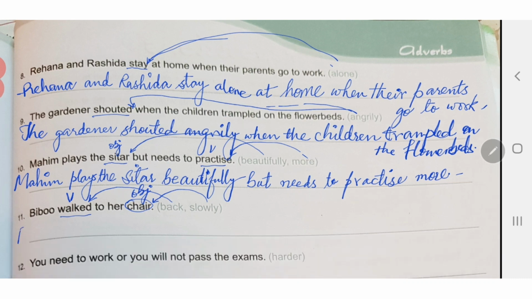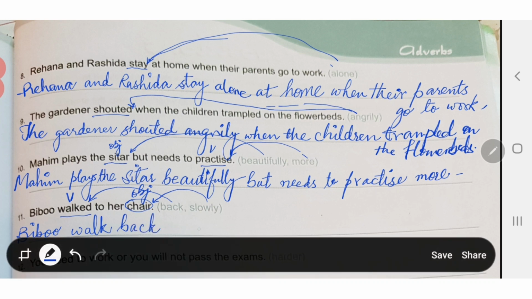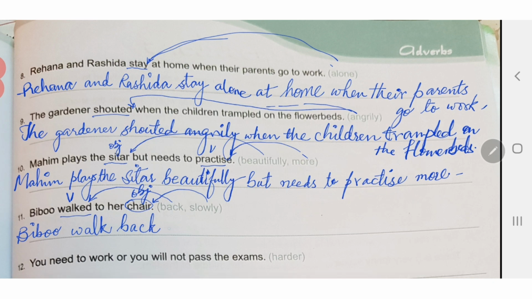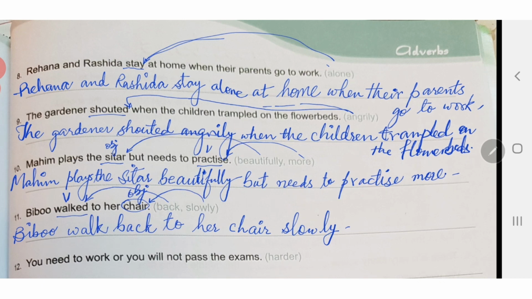Let's start writing, students. Bibu walked back to her chair slowly. Full stop. Clear, students? Easy and fun also? Yes. Now let's come to the next one.